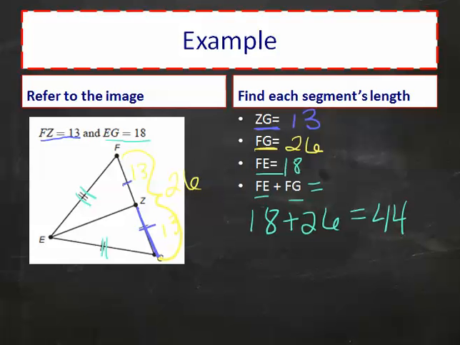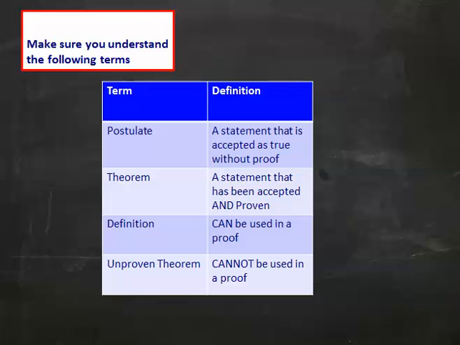Okay, moving on. Make sure that you know the following terms for your mid-unit test. A postulate is a statement that is accepted as true. It doesn't need to be proven, it's just accepted as truth. A theorem has to be proven. A definition can be used in a proof. Put a star right there as it's greatly important. An unproven theorem cannot be used in a proof. If you did not prove a theorem and it's not rock solid, you cannot use it in any further proofs. We'll get to more about proofs later on, but this is what you need to know for the mid-unit test.